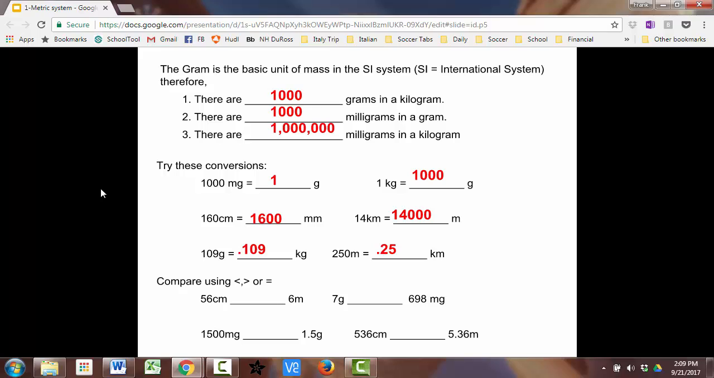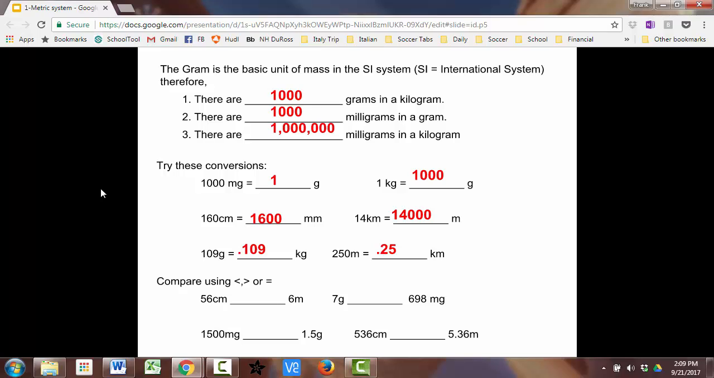Well, you have to convert them to the same unit. I have to convert them to like units. So I could convert 56 centimeters to match meters, or I could convert this to centimeters so they match. Could I convert them both to kilometers? Yeah, it doesn't matter. As long as you convert them properly into the same unit, then I could compare them.